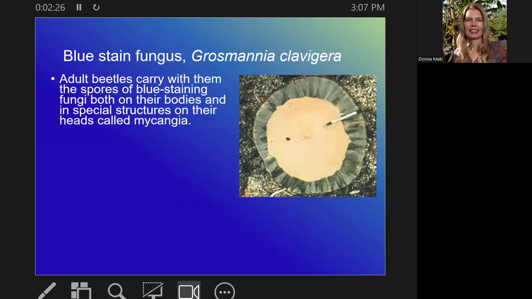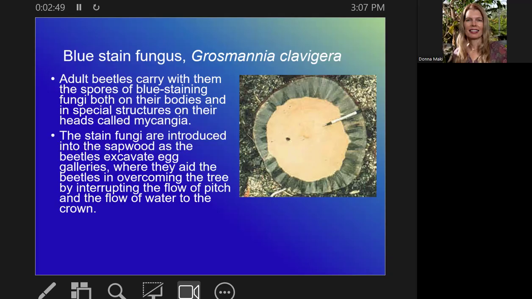This blue stain fungus, Grossmannia, associates with the beetle. The beetle carries the spores of the fungus or some of the mycelia on its body, and it has special structures on its head called mycangia, a tissue area reserved for gathering the spores. As the beetle digs around under the bark, the fungus is deposited and starts to mess with the flow of water and sugar in the plant. So along with the beetle, it's kind of a one-two punch for the tree.